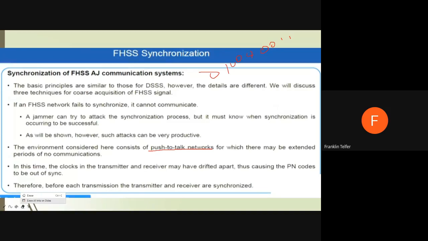If there is no proper synchronization, or it is out of sync, there is a drifting of the clock sequence between the time at the transmitter and receiver, where you cannot retrieve the sequence. So before each transmission, the transmitter and receiver have to be synchronized. The only process we have to do is, before transmitting any data, the transmitter and the receiver sections have to be synchronized first. That's the topic, synchronization.